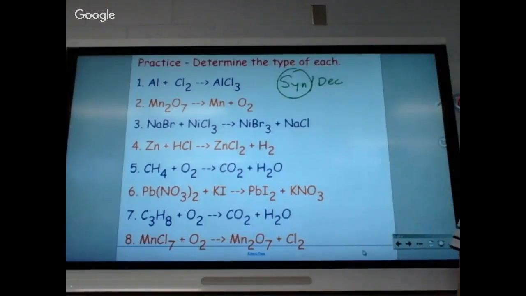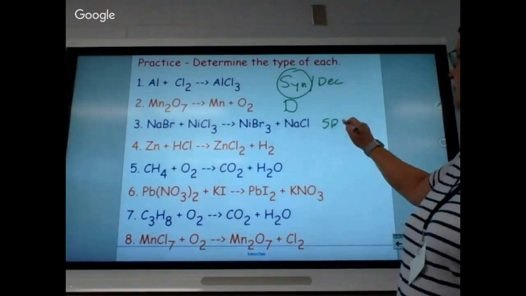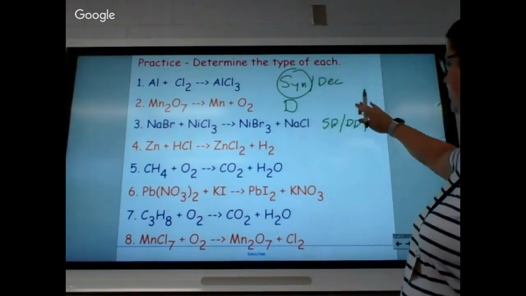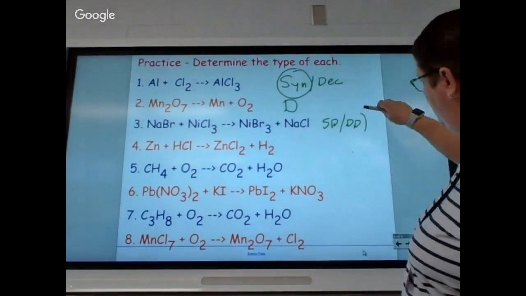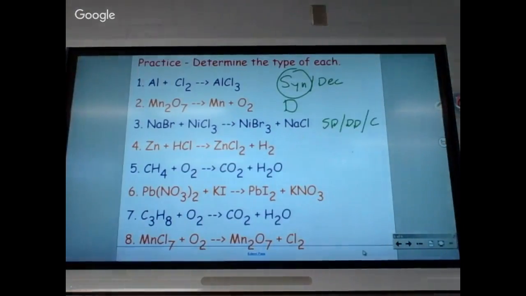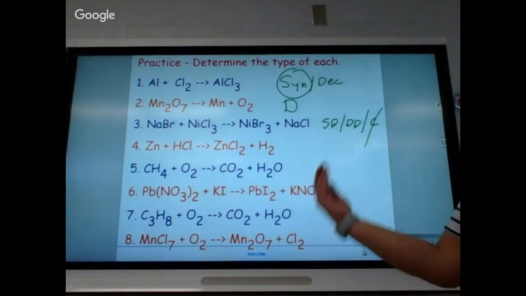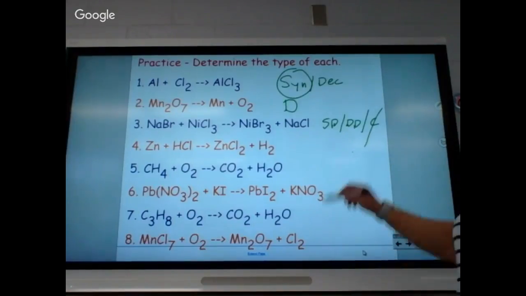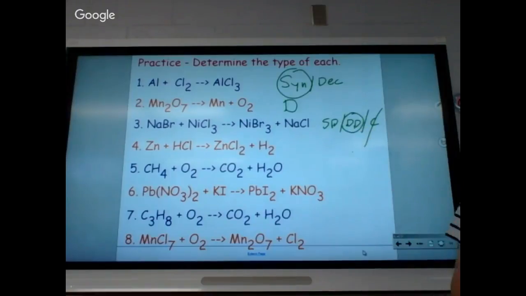Okay, same thing in number 2. How many plus signs you got? It's either synthesis or decomposition. Which one is it? Okay, and number 3, there's how many plus signs? So you're either single, double, or combustion. Now for combustion though, what 2 products do you have to have? So that automatically eliminates that one out of the mix. So you either have to have 2 compounds or an element and a compound. Which one did you have? That's how you decide. See how you can eliminate?